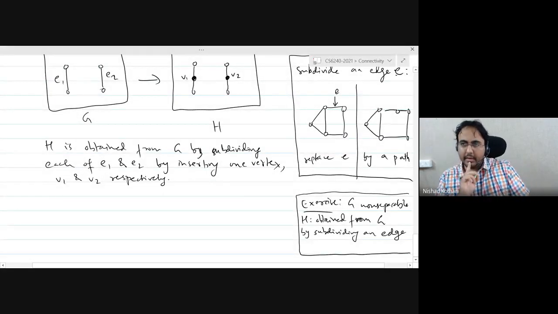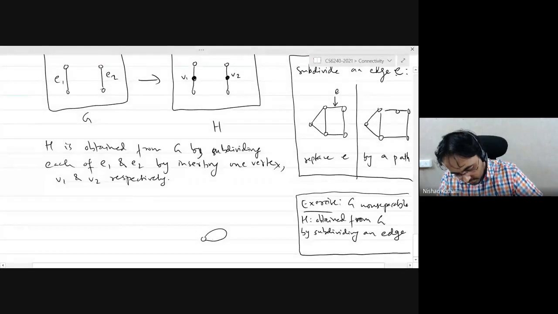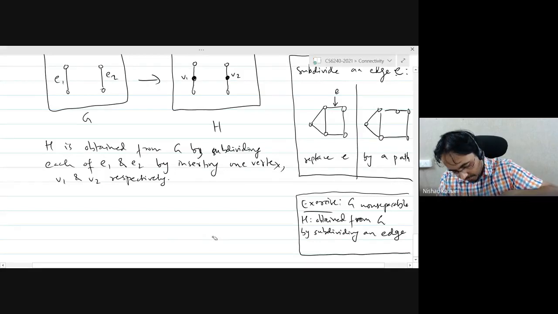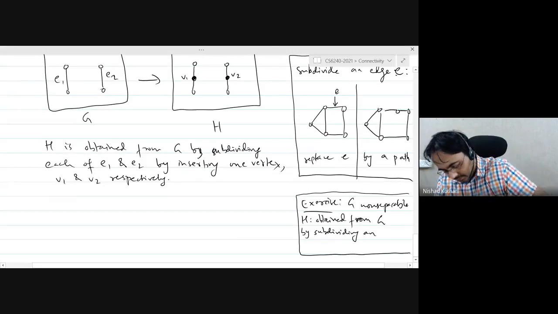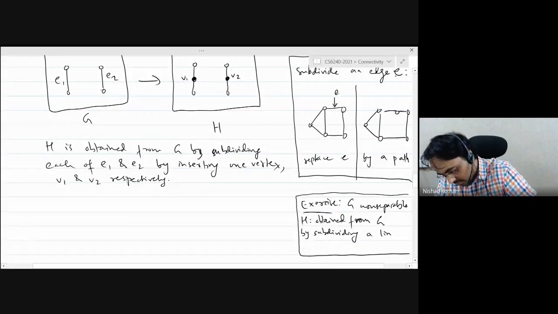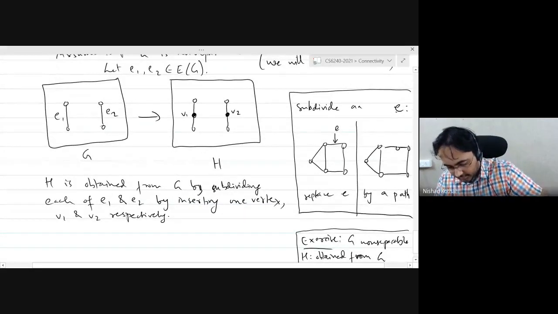Let me just think about this. Can I subdivide a loop? Does it make sense? Supposing I give you this, subdivide. I don't know for sure. I'll have to think about this, but it doesn't seem like this should cause any problems. Anyways, let's refrain from that. Let's not get into things we don't need. Subdividing a link. A link is an edge which is not a loop. I don't even know if we need subdivision of an edge. We just need subdividing a link.